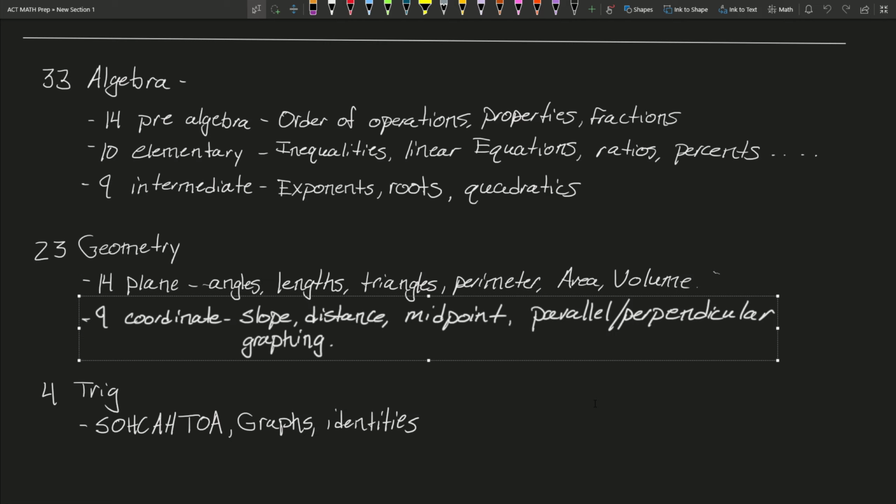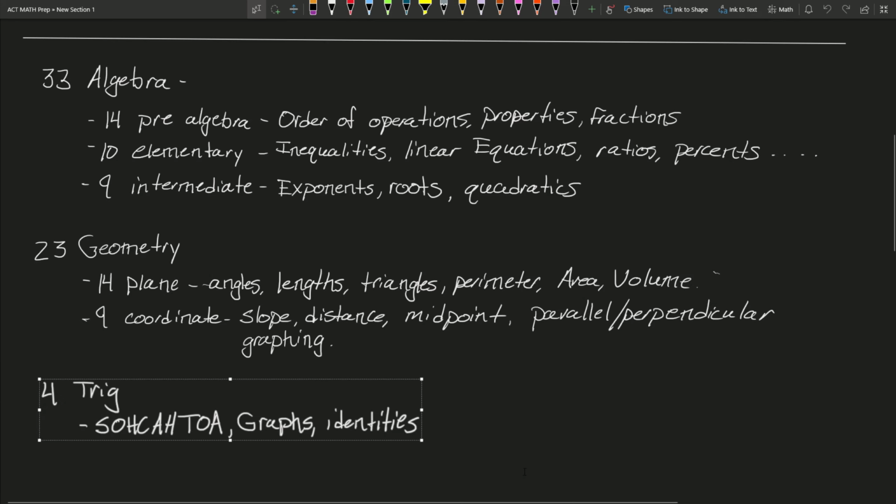All right. And then the last couple are trig problems. Okay. So SOHCAHTOA, graphs, identities, being able to use those trig ratios, sine, cosine, tangent. Those are those 4.